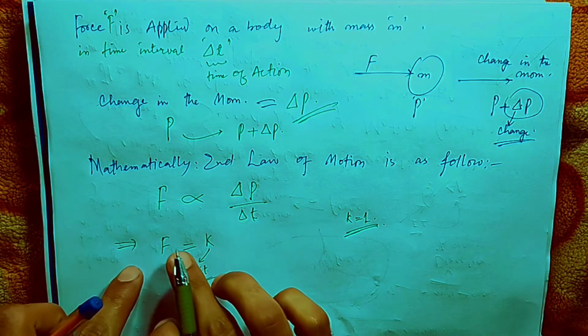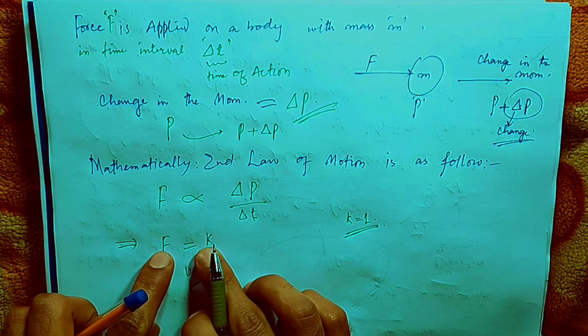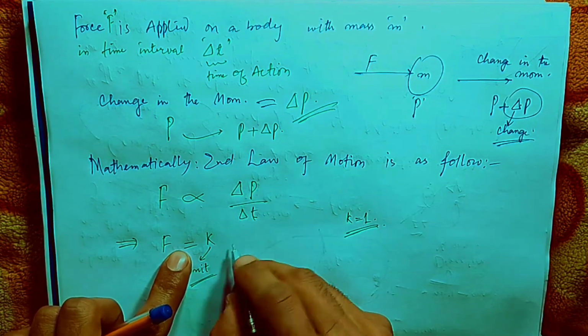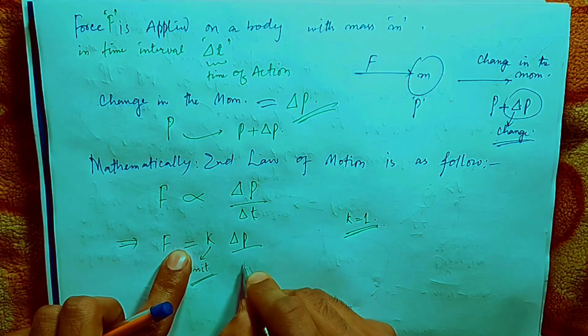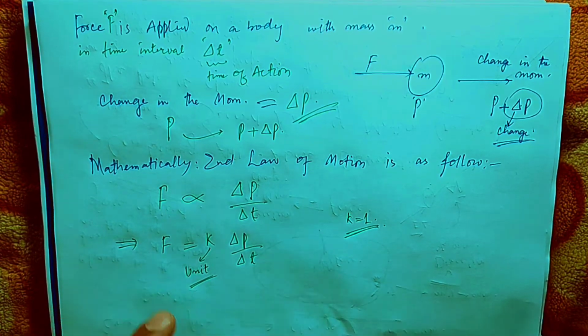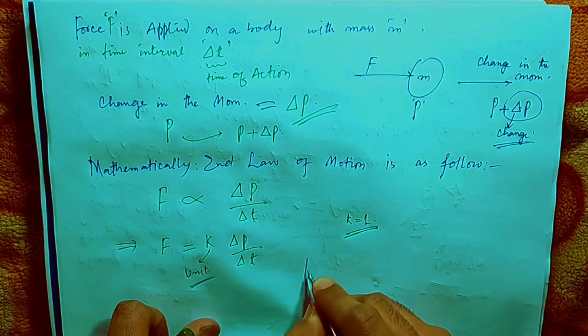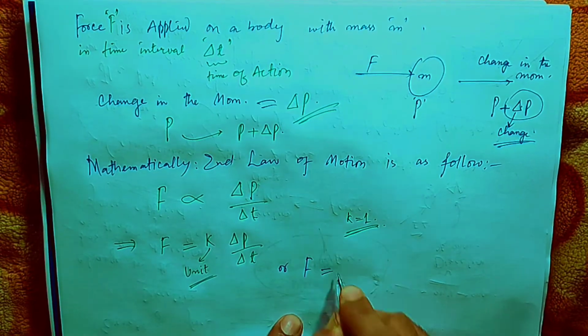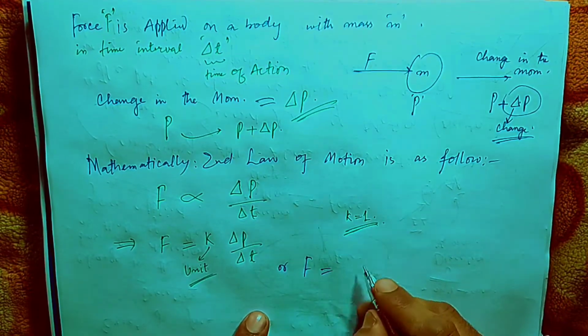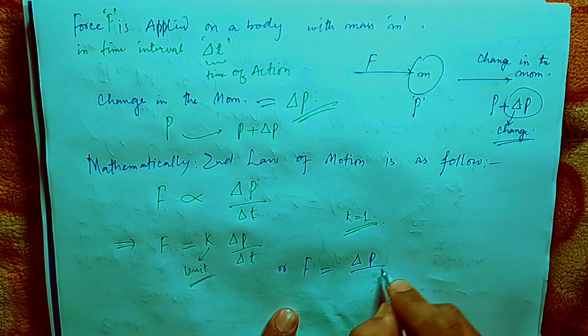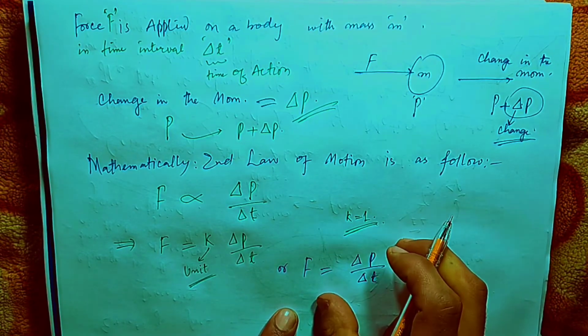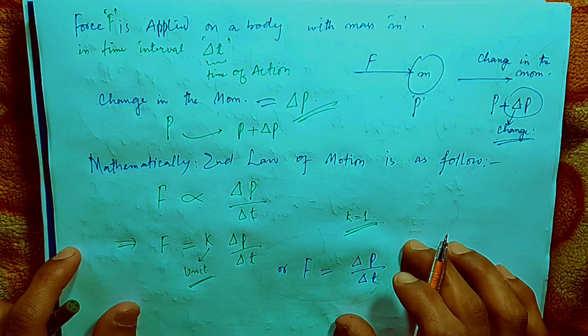So F will be equal to k multiplied by delta p by delta t, or we can say, since k is equal to 1, F will be equal to delta p by delta t. This is for longer, bigger changes.